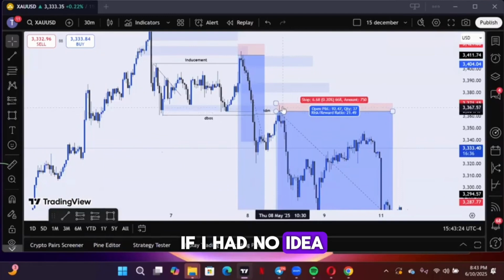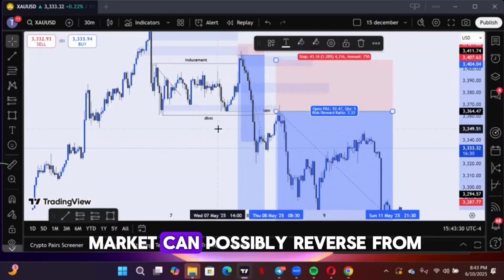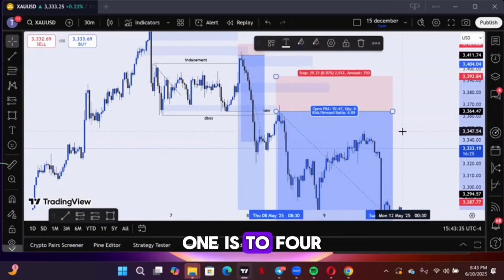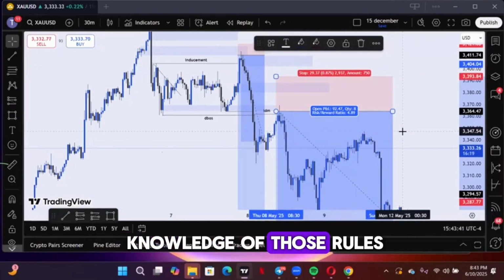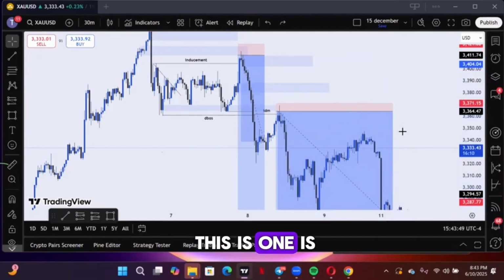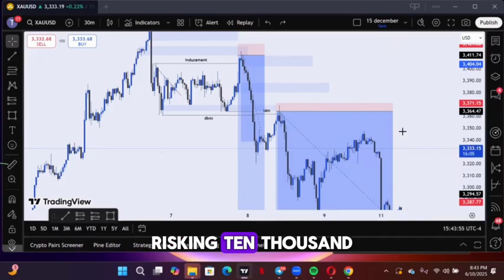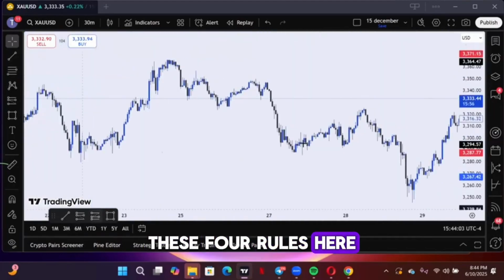Same thing as this. If I had no idea, I would have been trying to cover every zone here that market can possibly come to. Do you understand? Because I don't know where market may possibly reverse from. That turns this trade into a 1:3. Even if I'm trying to be decent, let me just say I'm covering this one. 1:4. Risk $1,000, make $4,000. Risk $100, make $400. But because of the knowledge of those rules, knowing that because I follow these rules, this is where market is really supposed to come to. Because of that, my POI and my stop, this is a 1:20. So risking $100 would have made $2,000. Risking $1,000 would have made $20,000. Risking $10,000 would have made $200,000. Do you understand? Simply by having the knowledge of zones to pick because of these 4 rules here.